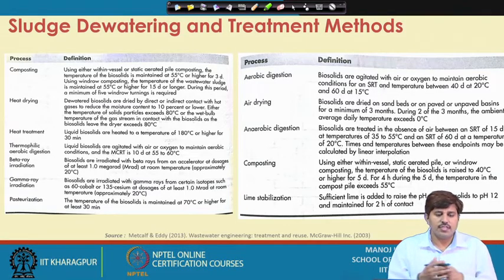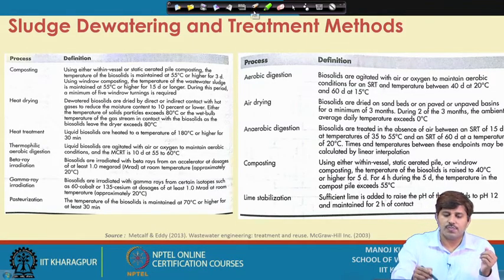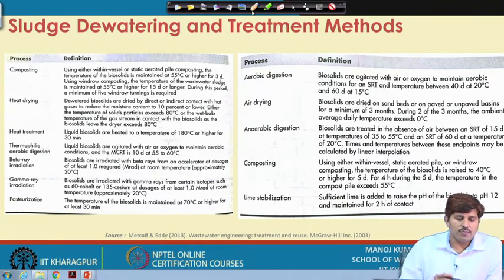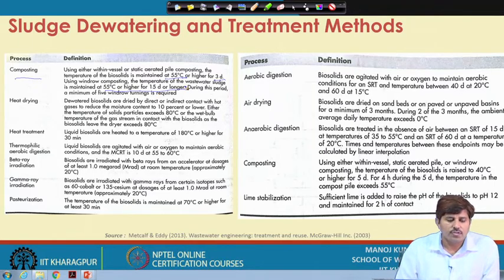Now, if we see these different dewatering and treatment methods, we have the composting, which basically uses either in-vessel or static aerated pile composting. So, temperature of the biosolids is maintained at around 55 degrees Celsius, and for 3 days. Using windrow composting, the temperature of the wastewater sludge is maintained this for around 15 days or longer. So, during this period a minimum of 5 windrow turnings is required for the composting.